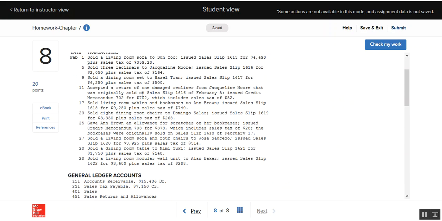On the 11th, it says accepted a return of one damaged recliner from Jackal and Moore, originally sold on sales slip 1616 on February the 5th. So that's one of these three. We issued a credit memorandum for $702, which includes sales tax of $52. All right, so she's bringing back a recliner. We're giving her a refund.